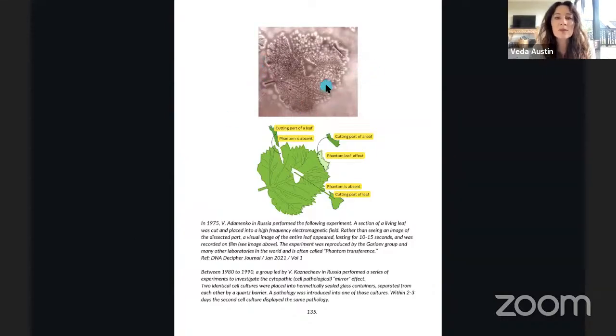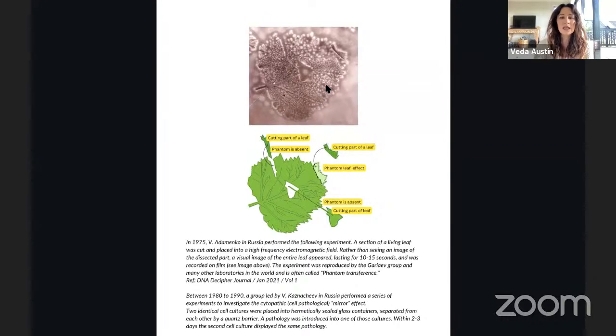It's called phantom transference. So there was, I'll just try and make it a little bit bigger, an experiment where, here you can see, several sections of leaf were taken out of a living leaf. And one section was placed into a high frequency electromagnetic field. And rather than seeing an image of the dissected part, which you would expect, a visual image of the entire leaf appeared, less the dissected parts, lasting for 10 to 15 seconds, and was recorded on film. This is a screenshot of the film. And so they called it phantom transference.